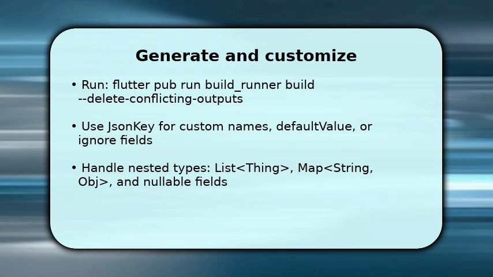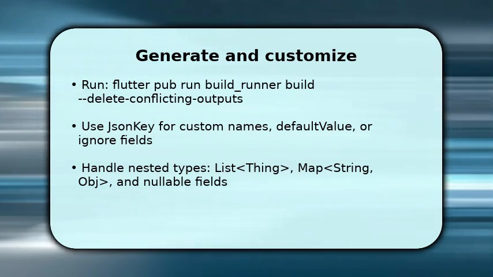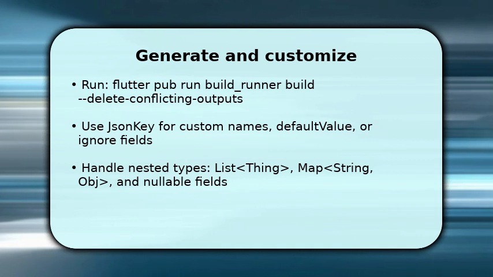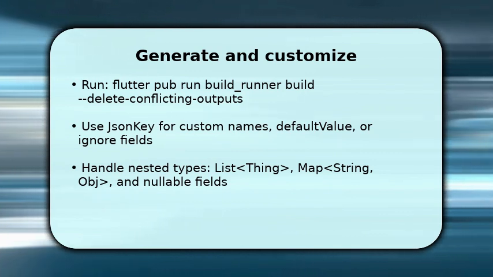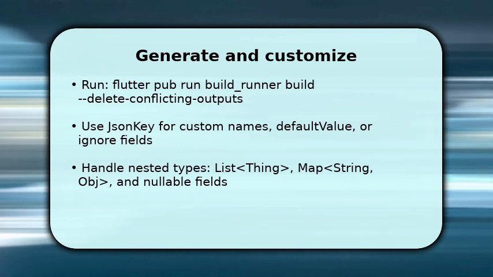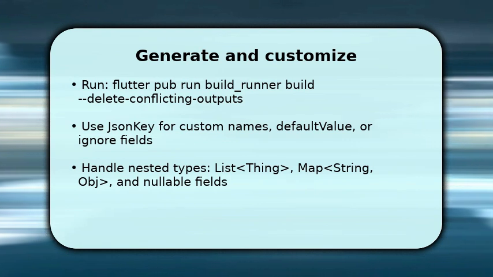Once files are prepared, run build_runner to generate the *.g.dart files. Use the delete-conflicting-outputs flag when needed. Make sure to customize fields using @JsonKey(name: 'server_name', defaultValue: 0) or to ignore transient fields with ignore: true. For nested lists and maps, keep types explicit like List<Item> or Map<String, Detail> so the generator can infer conversions. If a field is nullable, mark it with ?, and the generator will emit nullable handling code automatically.